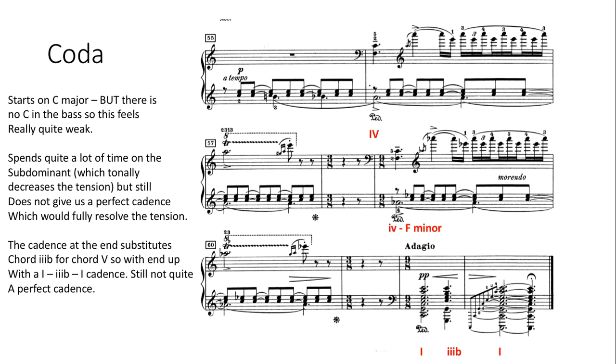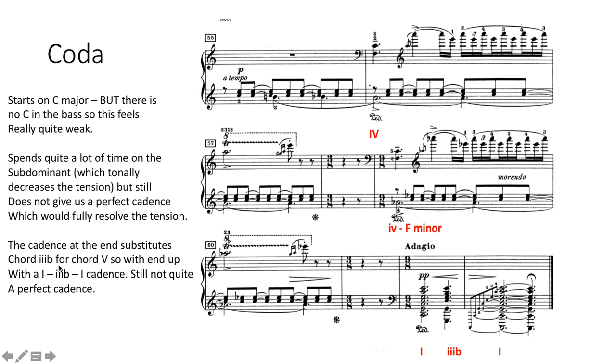So we spend a bit of time on the subdominant here in bars 56 and 57, and then we spend a bit of time on the subdominant minor in bars 59 and 60, which decreases the tension. But again, it doesn't give us this perfect cadence, so we can't say that the harmonic tension has been fully resolved. The tension here has been lessened in the coda, but it's not quite right still.